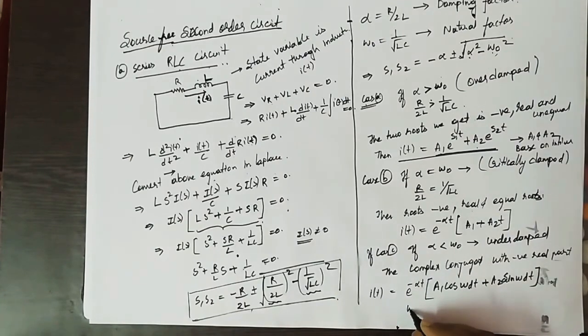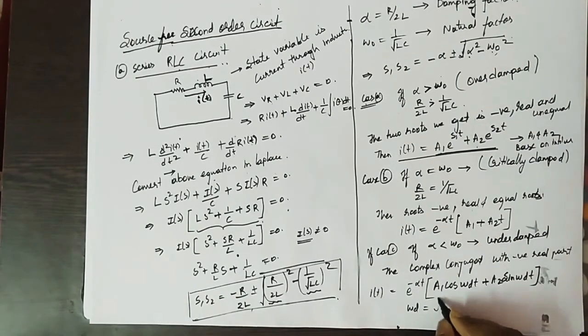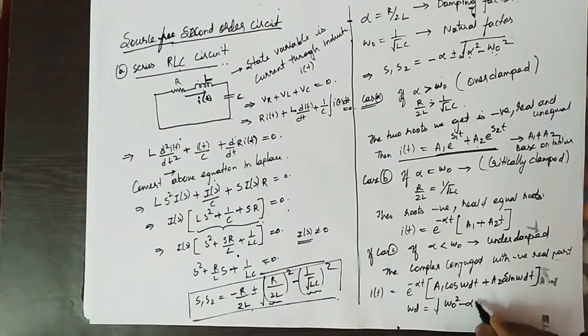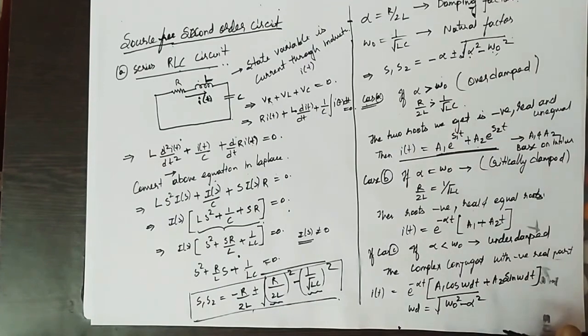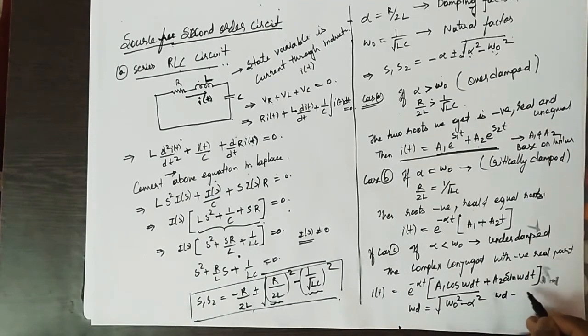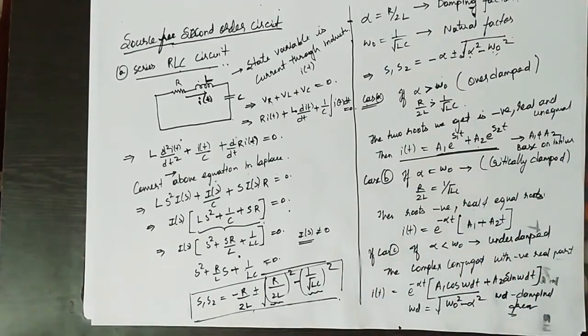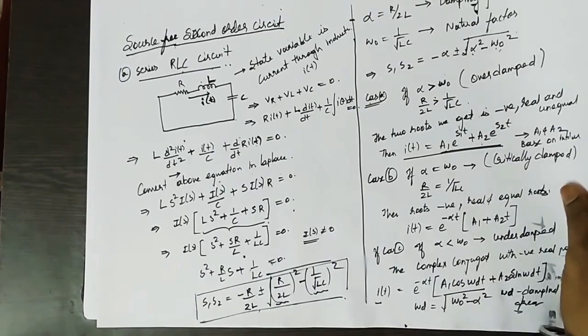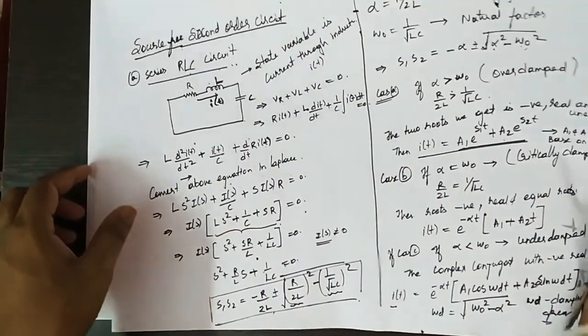So omega d can be written as the root of natural frequency omega naught squared minus damping factor squared. This is called damping frequency. So omega d is called damping frequency. I'll elaborate all these things, don't worry. So here we got three cases. We'll rewrite those cases again and see the response.